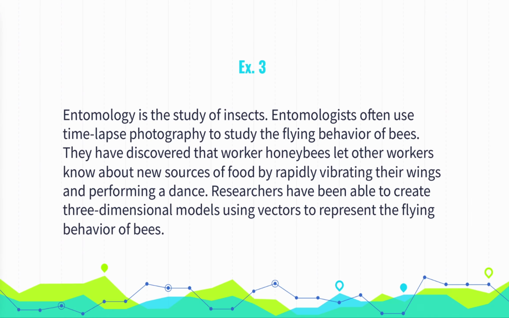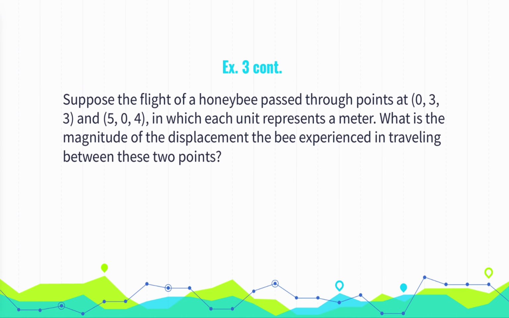Entomology is the study of insects. Entomologists often use time-lapse photography to study the flying behavior of bees. They have discovered that worker honeybees let other workers know about new sources of food by rapidly vibrating their wings and performing a dance. Researchers have been able to create 3-dimensional models using vectors to represent the flying behavior of bees. Suppose the flight of a honeybee passes through points at (0, 3, 3) and (5, 0, 4) in which each unit represents a meter. What is the magnitude of the displacement the bee experiences in traveling between these 2 points?